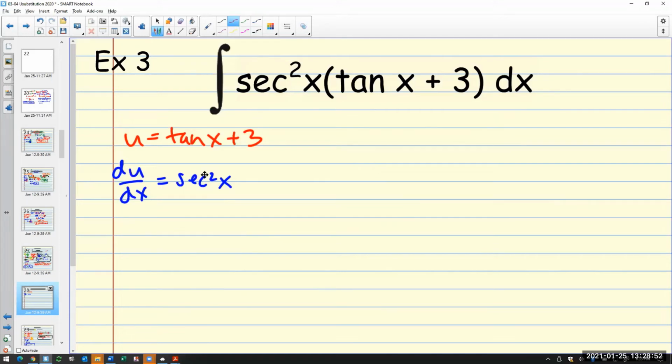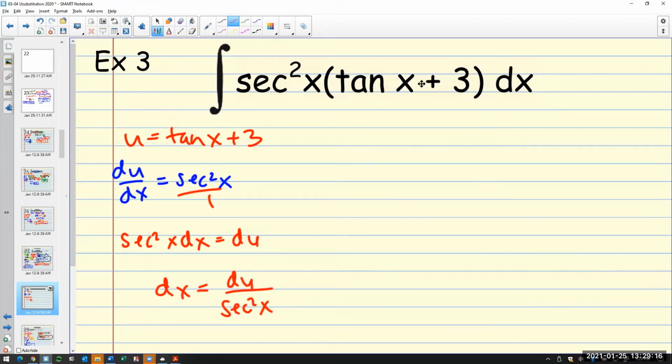Okay, I have one fraction on the left, one fraction on the right, and an equal sign in the middle, so I can cross multiply. What I get is secant squared x dx is equal to du. Solve for dx, I get dx is equal to du over secant squared x. Okay, I'm doing the same thing each time. First, you set your u equals. Then you take the derivative. Then you solve for dx.